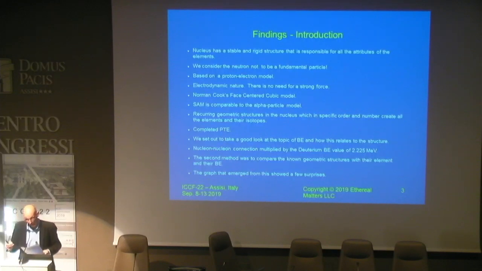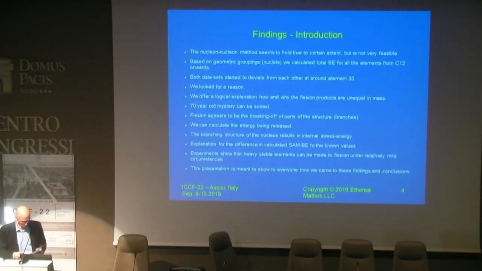The graph that we plotted from that showed a few surprises. Let me go to the next slide. So the nucleon method seems to hold true to a certain extent, but it is not very feasible since the structure morphs, as does the number of connection points between the nucleons. We resorted to the known first geometrical groupings, which repeat in the periodic table with known binding energy, and we were able to plot the calculated energy for all the elements from carbon-12 onwards. The correlation holds true, and we were happy with the results as it proved the structure as proposed by SAM.